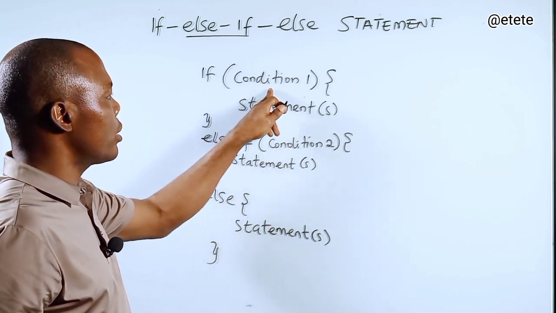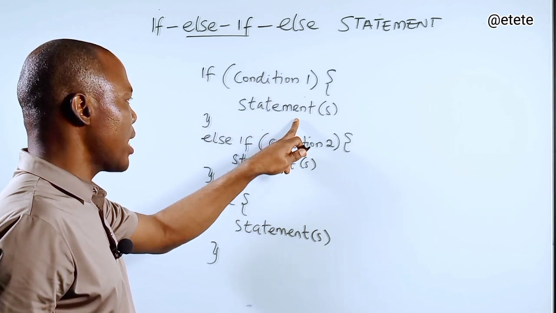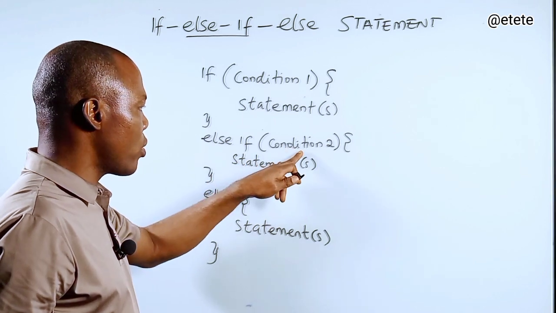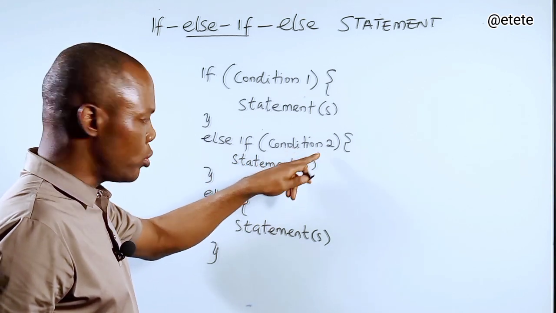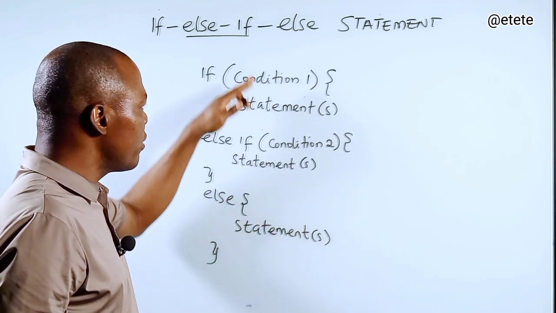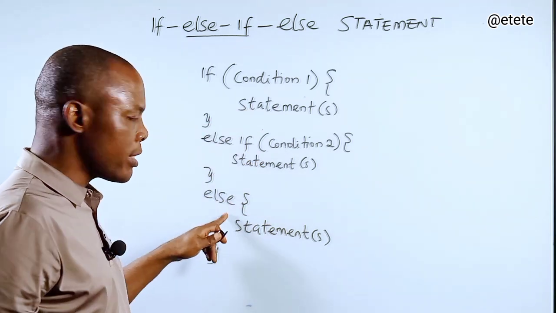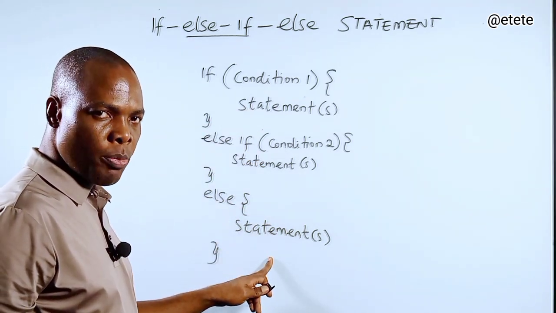So if the condition is true, go in and carry this out. If this first condition is not true, you will now test for the second condition. If the second condition is true, you now carry this out. If none of these if conditions is true, then the else statement will be printed out.